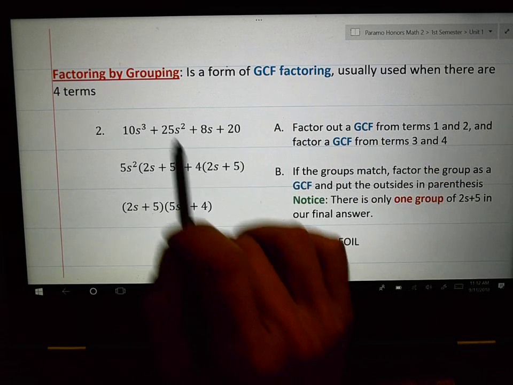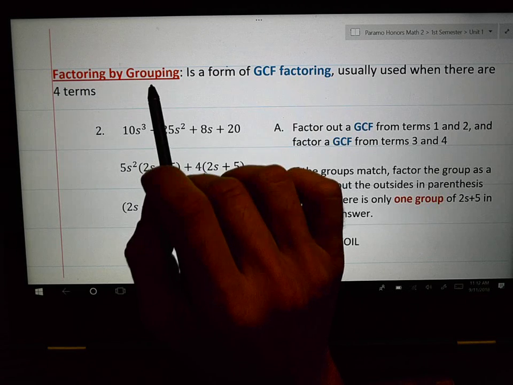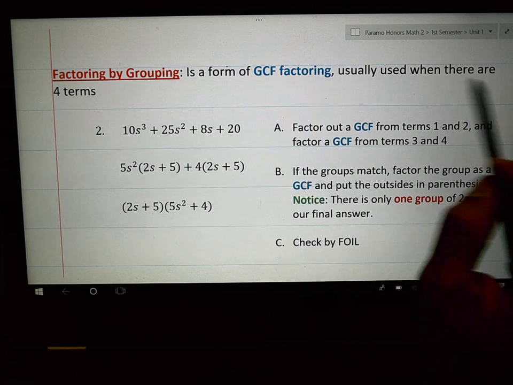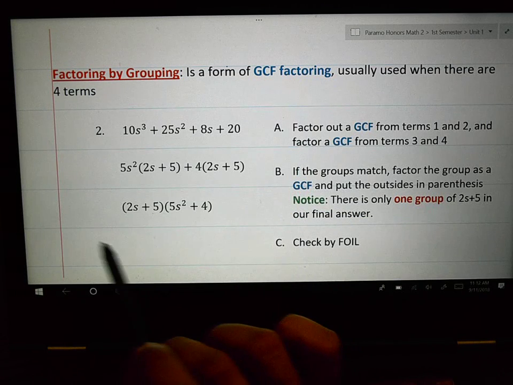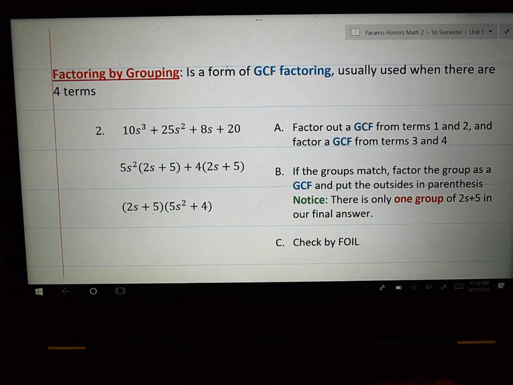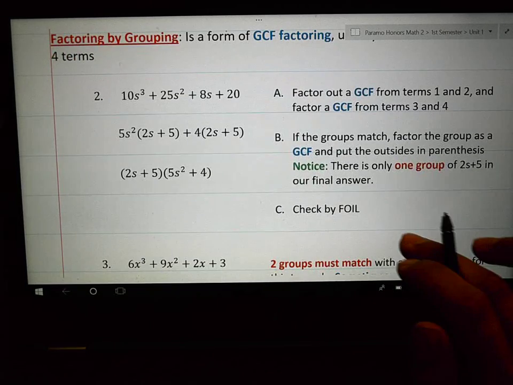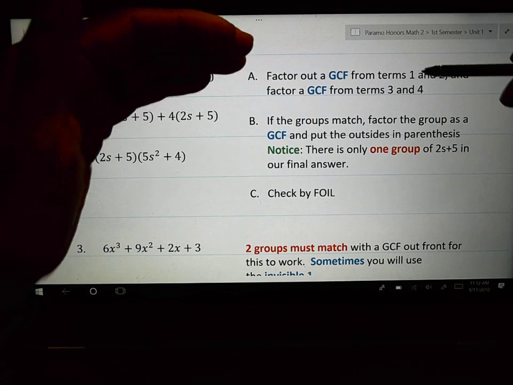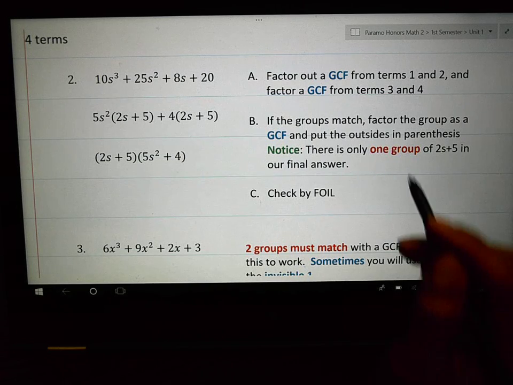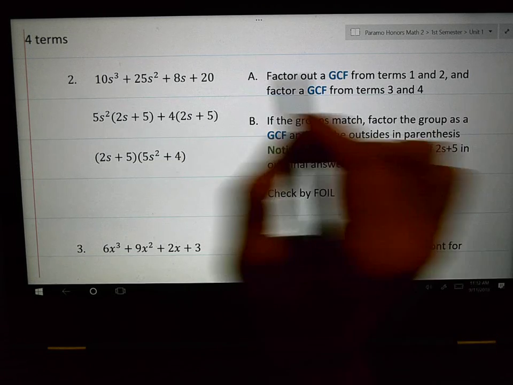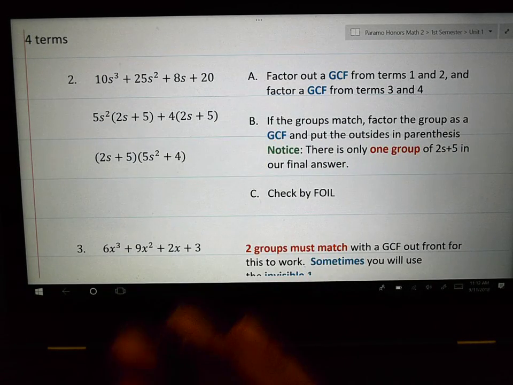Factor by grouping is a form of factoring that we primarily use when there are 4 terms. 1, 2, 3, 4 things. When there are 4 things, you're going to use this method more than most. Now, what I did to organize you is I put down an A, B, and a C of what we're going to do. And I think if you see this color-coded, it actually makes more sense. So I'm going to do this first step and show you, because number 2 is already done for us.